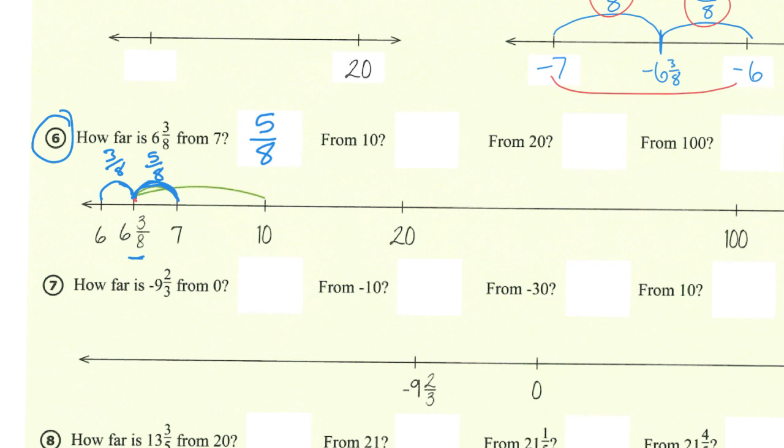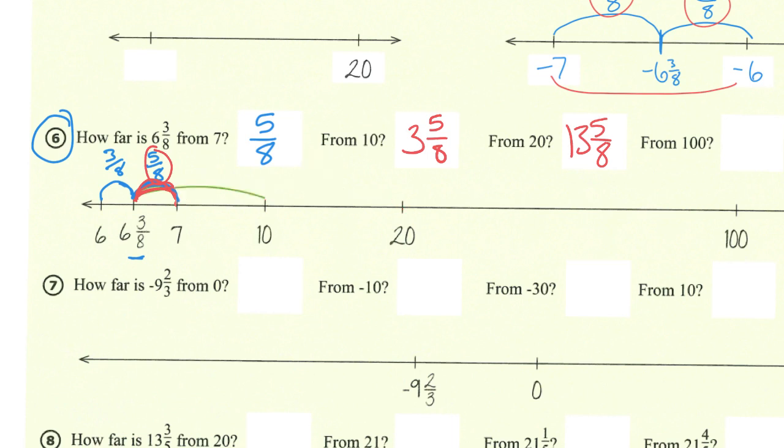The distance from 6 3/8 to 10, well, I'm going to break that up. I know that this distance to 7 is 5/8, and then 7 to 10 is 3. So between the two of them, it would be 3 and 5/8. From 20, I'm going to look at the distance from 7 to 20, which would be 13. So I'd have 13 and 5/8.